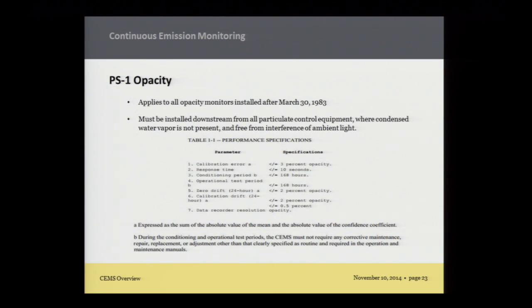And during the conditioning and operational test periods, the CEMS must not require any corrective maintenance, repair, replacement, or adjustment other than that clearly specified as routine and required in the operation and maintenance manual. So if you have to do something above and beyond that, you might be failing your calibration. You'd have to go back and make some changes or call it downtime.